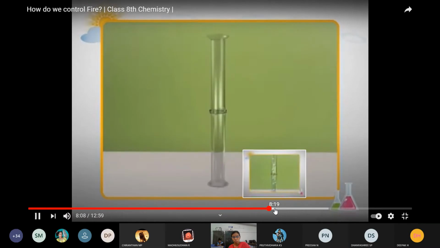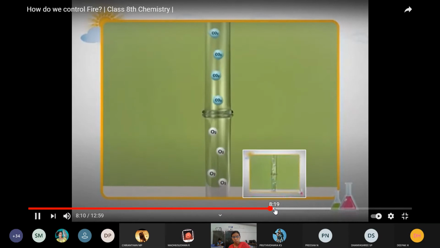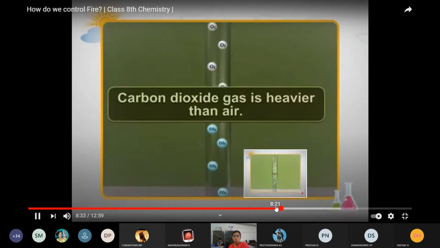Let us now conclude our observation. During this activity, the carbon dioxide gas, which was originally present in the upper jar, moves to the lower jar. At the same time, the air originally present in the lower jar moves to the upper jar, since carbon dioxide gas is moving down by displacing the air present in the lower jar. It can be inferred that carbon dioxide gas is heavier than air.